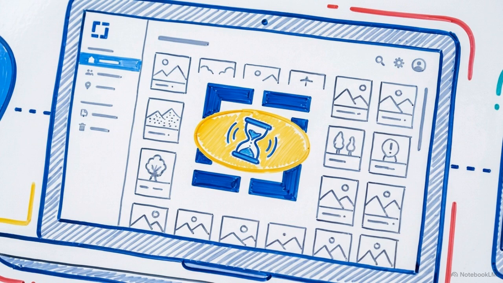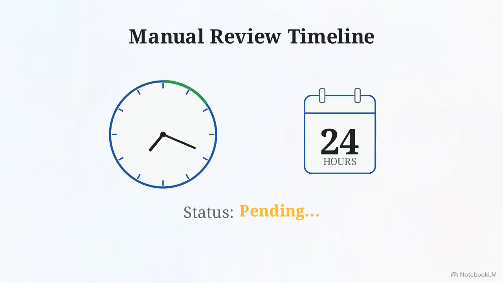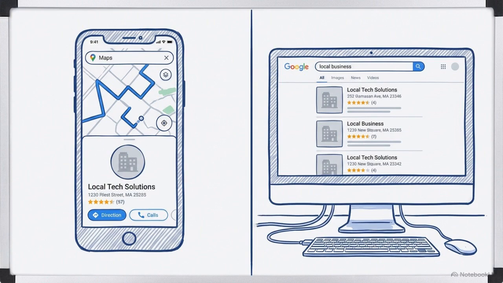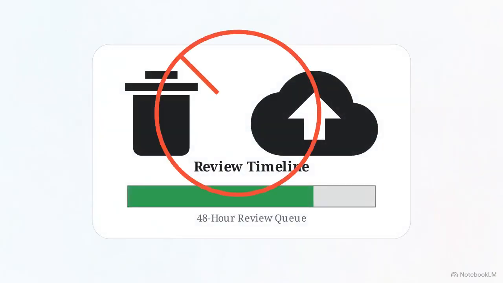Keep in mind that your upload may temporarily show a pending status. Google's manual review process typically takes between 24 and 48 hours to complete. If the logo doesn't appear live on Maps or Search immediately, exercise patience. Do not delete or re-upload the image, as this can restart the review timeline.